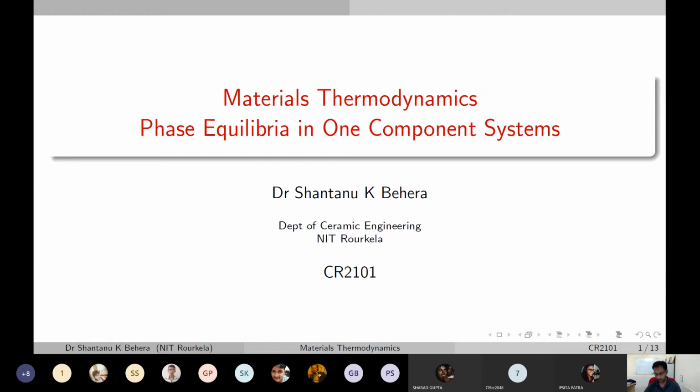Okay, so to begin with, we will consider for a couple of classes phase equilibrium in a single component system, right? So I'll give you a formal definition of that: what will be called phase, and what are components, and what are degrees of freedom in subsequent classes.